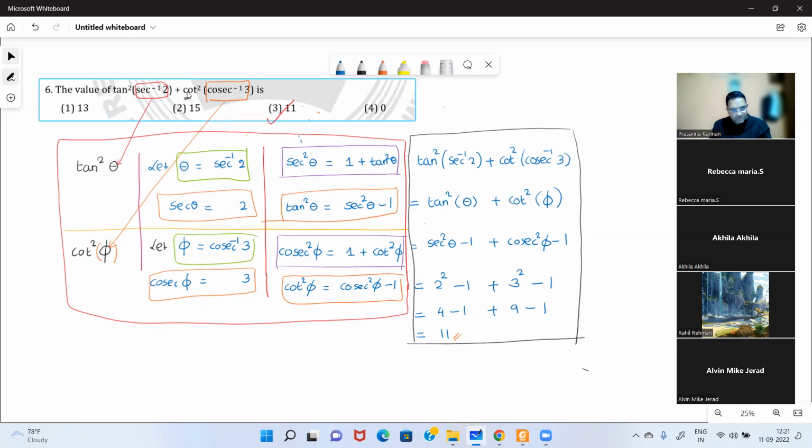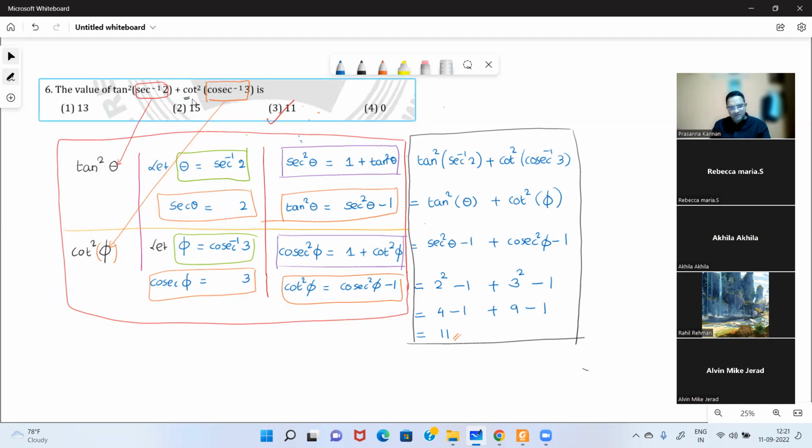Similarly, the next one is cot square of cosecant inverse 3. Cosecant inverse 3, I'm going to take as alpha, so this becomes cot square alpha. Cosecant alpha is equal to 3. The formula we know is cosecant square alpha is equal to 1 plus cot square alpha. So cot square alpha, I can write as cosecant square alpha minus 1. These are the logics which are there.